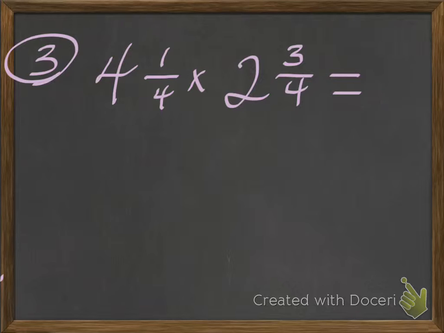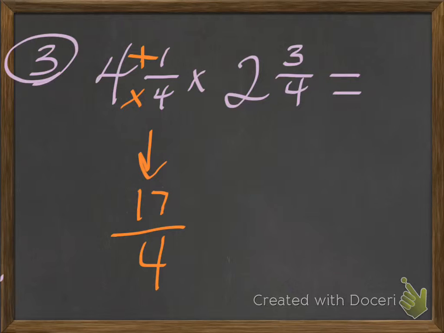Number 3. 4 1/4 times 2 3/4. I changed this mixed number to an improper fraction by multiplying 4 times 4 to get 16 plus 1 more to equal 17. So I've got 17 fourths, keep the same denominator, times 2 3/4. So I'm going to change 2 times 4 to get 8 plus 3 more equals 11. Keep the same denominator, fourths. Now I have 11 fourths.